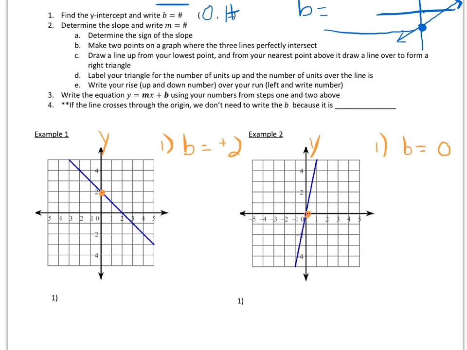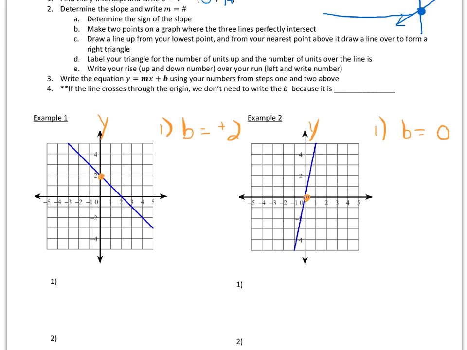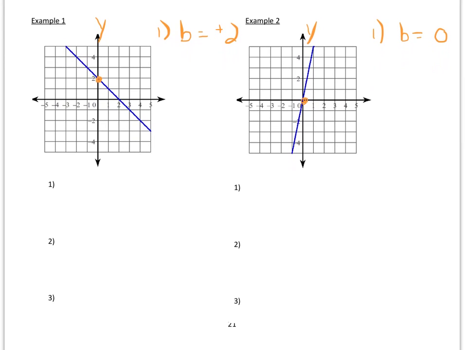Okay, if you have a question about that, put a question mark under step 1, what you don't understand about that. Okay, all right, now let's go on to step 2 up here. Step 2 is determine the slope and write m equals. Actually, I forgot I had those steps down here. I couldn't see that on my page, so let me scroll down.